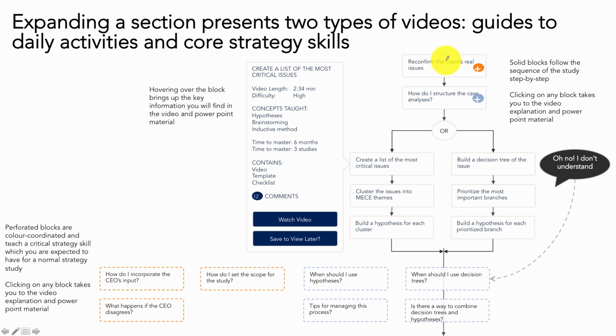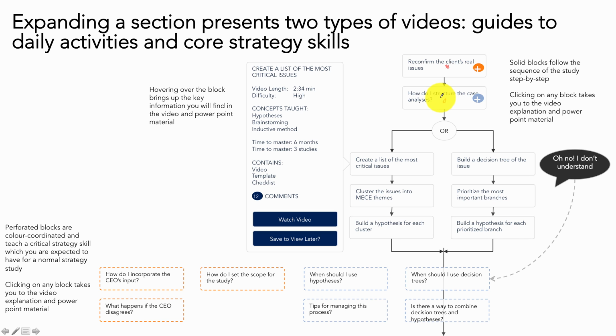If you click on that button, it takes you to a video that shows you how to reconfirm the client's real issues, and there's also a supporting PowerPoint document there. If you click on that block, it shows you how to structure the case analysis.